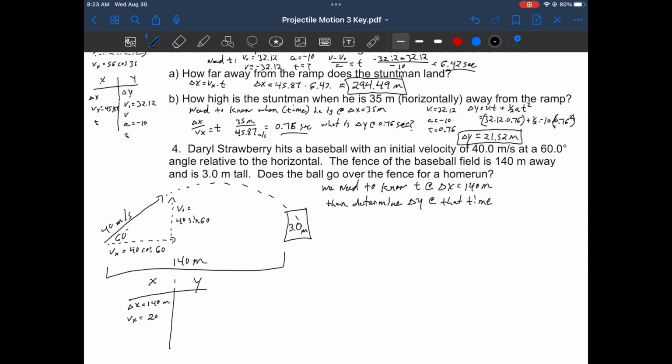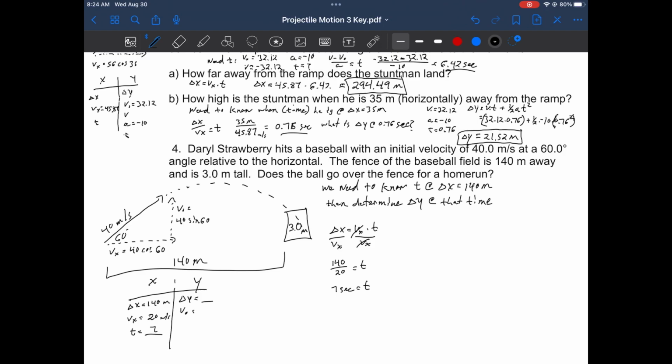So we need to know the time at delta x equals 140 and then determine the delta y, the height, at that moment in time. Delta x is Vx times t, divide both sides by Vx, and we get delta x over Vx is equal to time. So 140 divided by 20 equals 7. So 7 seconds is the time. It's a long time for that ball to be in the air, but that's pretty cool. The ball's in the air for 7 seconds to reach that 3 meter tall wall or fence or whatever.